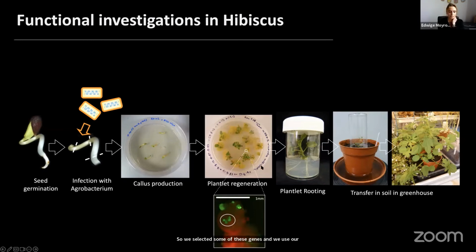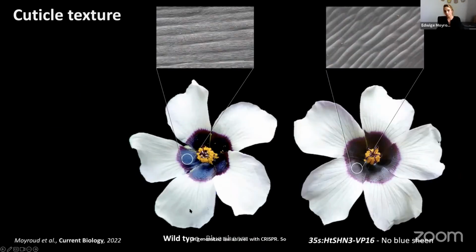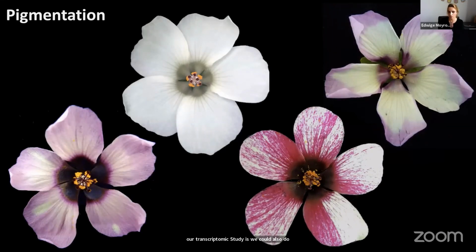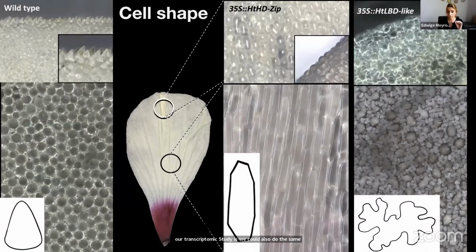So we selected some of these genes, and we used our transformation protocol to modify their expression in planta. This is a regeneration protocol that allows us to effectively recover transgenic lines, or genome-edited lines as well with CRISPR. So from the work we had done on striation formation, we knew it was possible to modify only the presence or absence of striation without modifying the rest of the bullseye. And what we found by selecting these genes from our transcriptomic study is we could also do the same with the other features. So we got lines in which the pigmentation is modified, lines in which cell shape is modified.